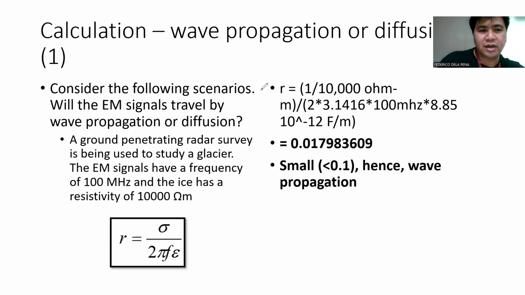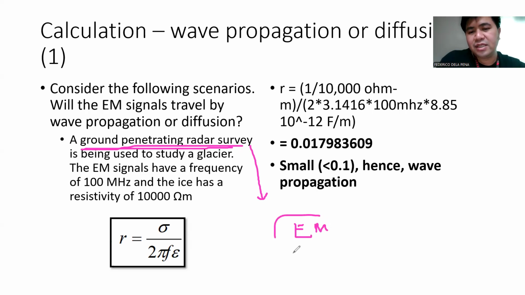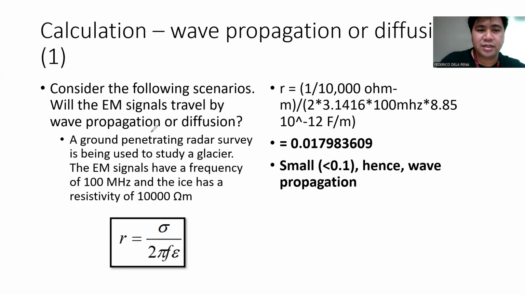Consider the scenario. We have a GPR survey. Again, GPR survey is actually a type of electromagnetic method, although in GPR we usually rely on wave propagation. Conventional EM methods rely on diffusion, while GPR relies on wave propagation. So we're gonna discuss that later.